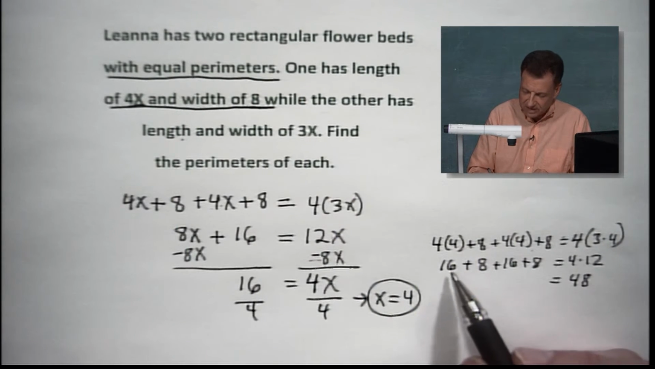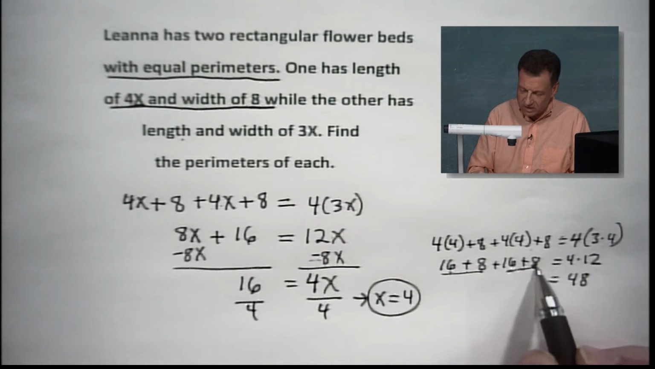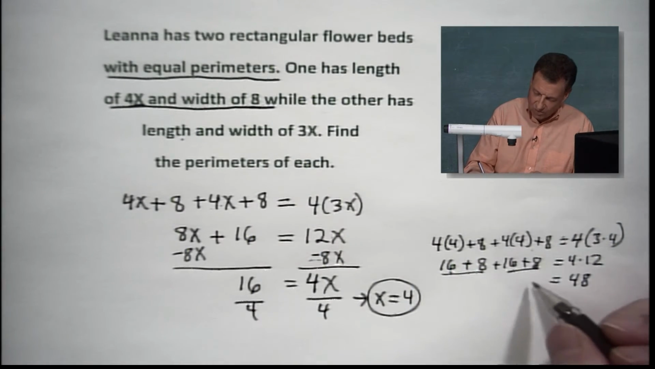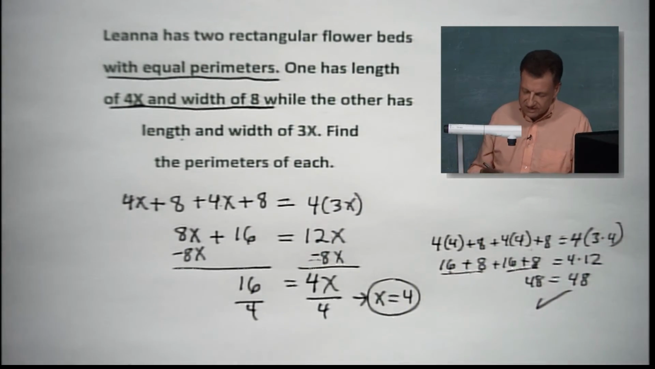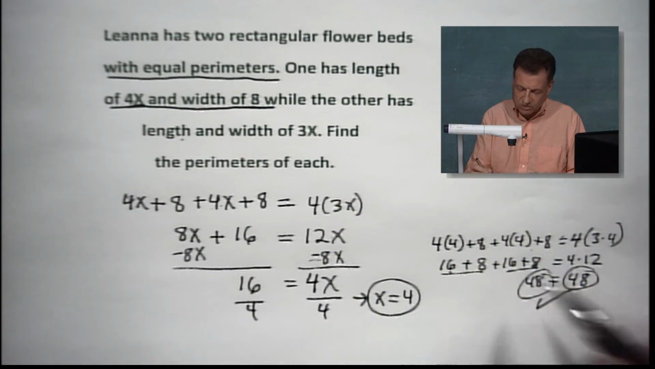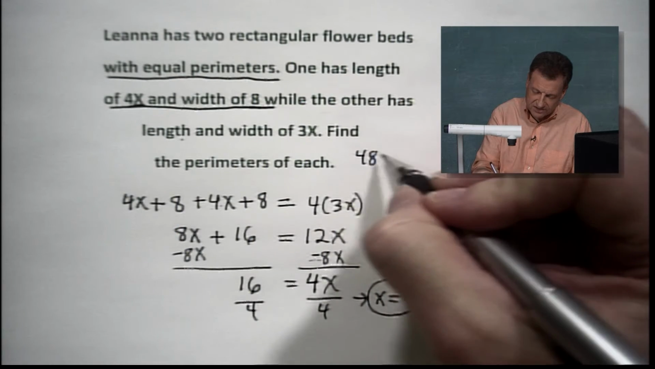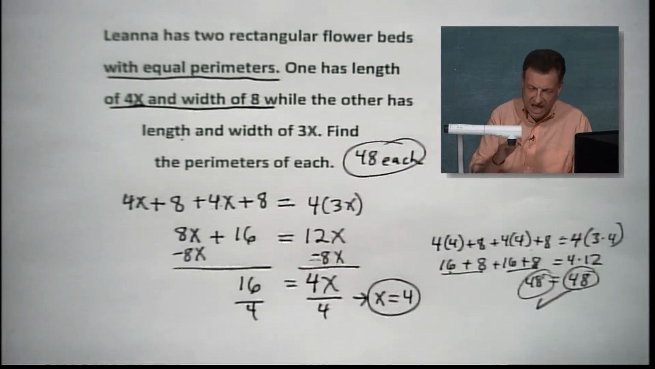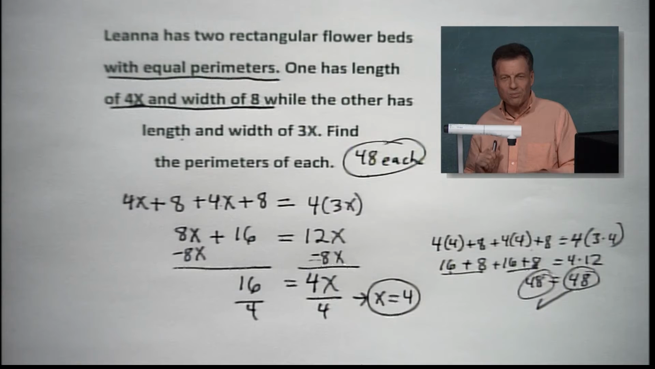I believe it is. That's going to give me 24. This is going to give me 24. Put it together. We are at 48. And you know what? Checks out. X is not the answer on this one. The perimeter, however, is what we're looking at. They are 48 each. And that's your problem of the day worked out for you there pretty quickly.